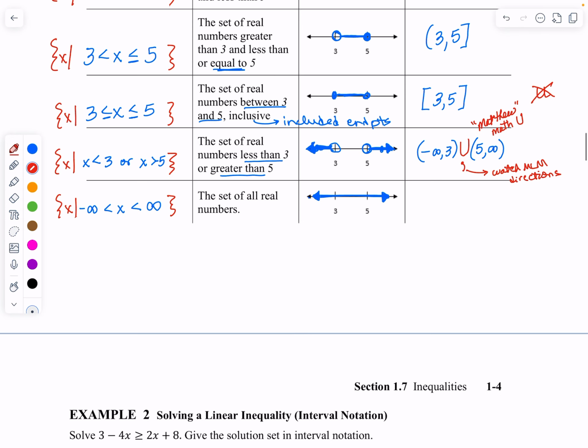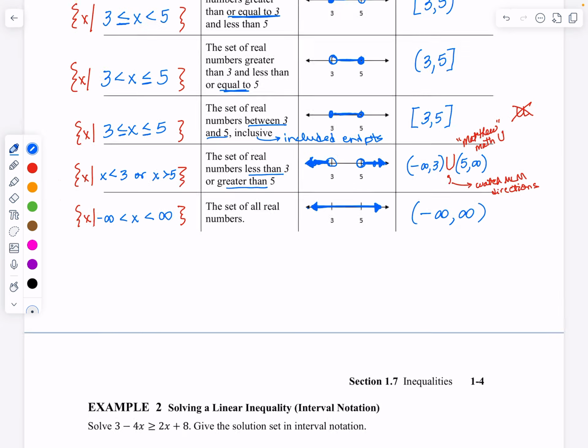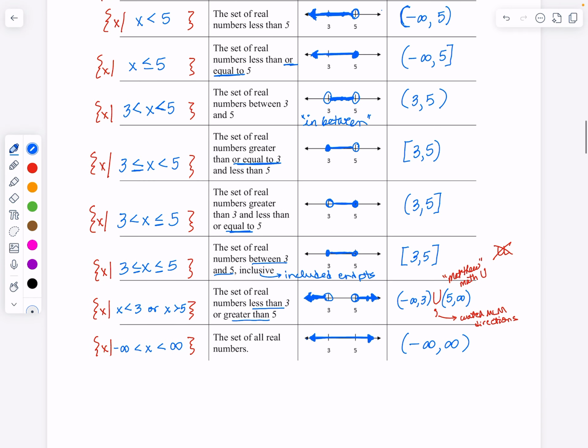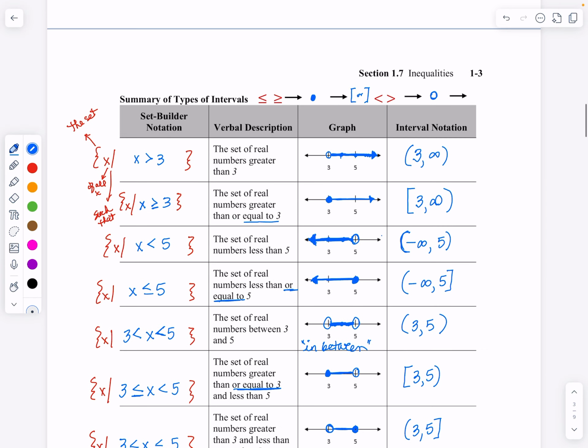All right, and then the last one is all real numbers. Everything works. So notice everything is shaded. So if we go as far as we can to the left, that's negative infinity. And as far as we can to the right is going to be positive infinity. And infinities always get parentheses. So now we know how to write our answers in interval notation.